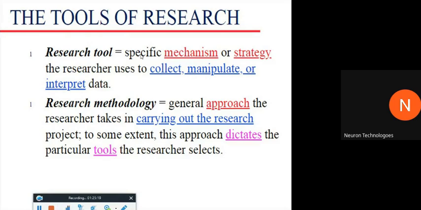So you can see that we have abundant tools for research as well. Specifically we use a tool for collecting our data, manipulating it, or concluding our research. But method is a general approach, through which you continue your research. To some extent it dictates the particular tools the researcher selects. So researchers, through tools and methodology, try to complete their research. Without that they cannot do this.